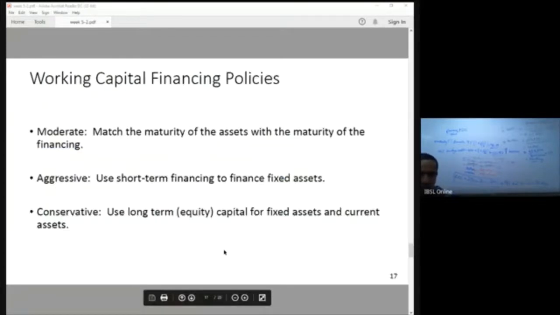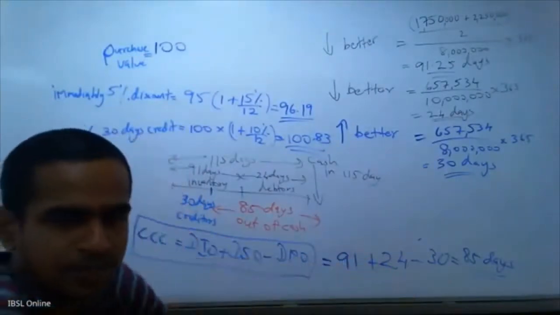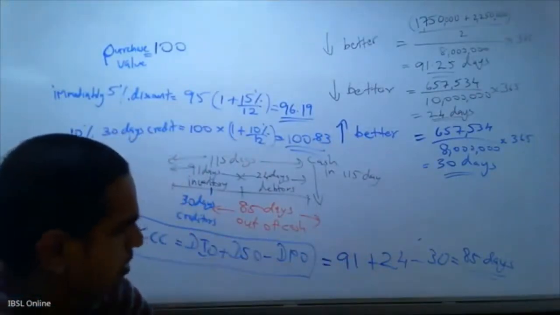Working capital financing policies. Now, depending on how aggressive or defensive you are, you can have three different policies. First one is aggressive. What does it mean? Well, in this example that we did, the cash conversion cycle is 85 days. How are you going to match this?